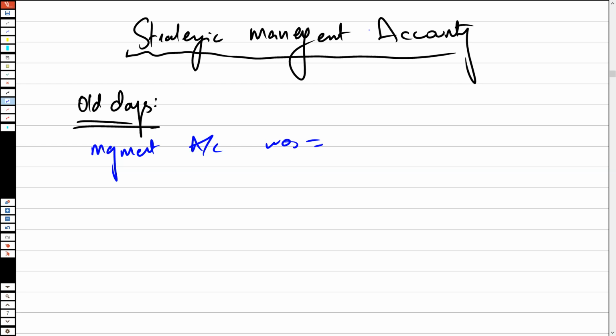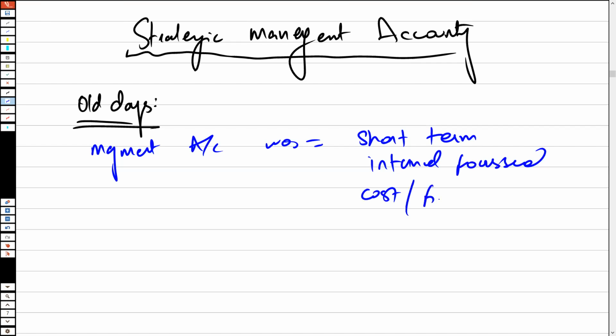When we talk about the traditional role of management accounting, it was majorly short-term, internal focused, cost slash financial related reporting. That is what it was all about.